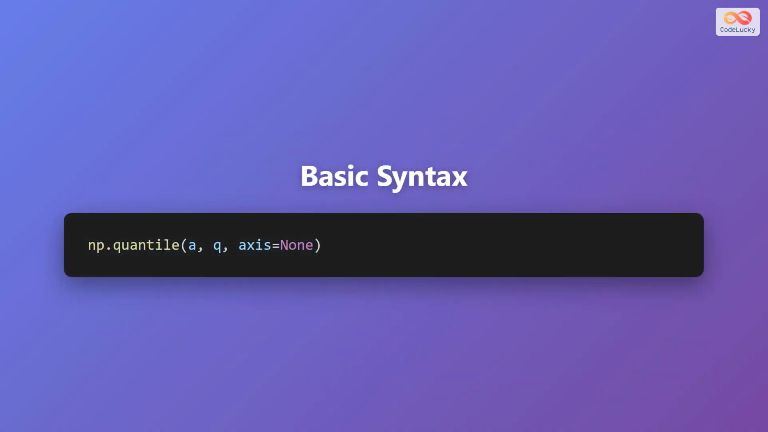The basic syntax for np.quantile is straightforward. It takes 3 main parameters: a, which is your input array, q, which specifies the quantile values you want to calculate, and axis, which determines the direction along which to compute the quantiles. The axis parameter is optional and defaults to None.